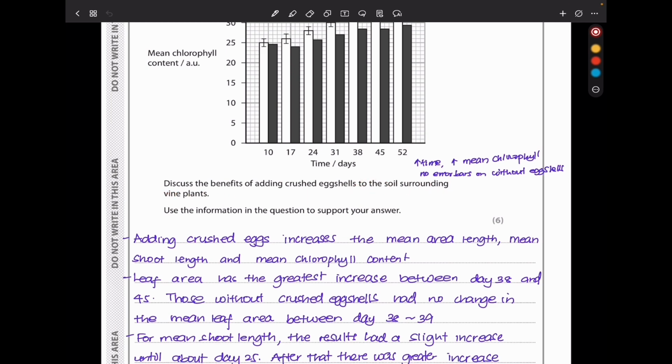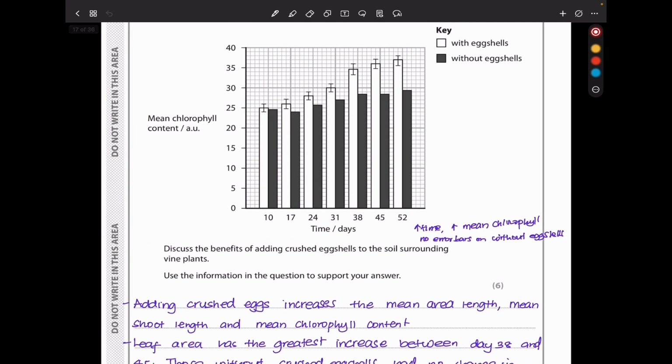So here they say discuss the benefits of adding crushed eggshells to the soil surrounding the vine plants. They say use the information in the question to support your answer. If we look at this experiment here, they have put error bars, and this shows us the experiments were repeated, but we can see there is overlap, and that makes the results not to be valid.